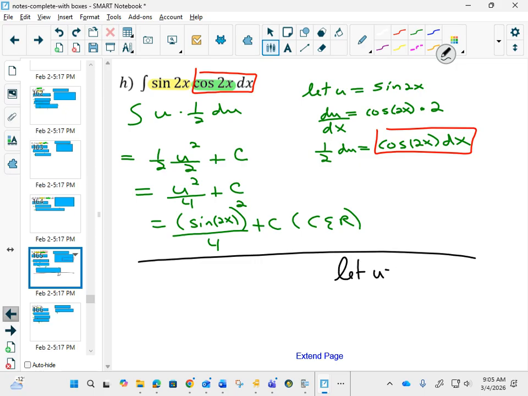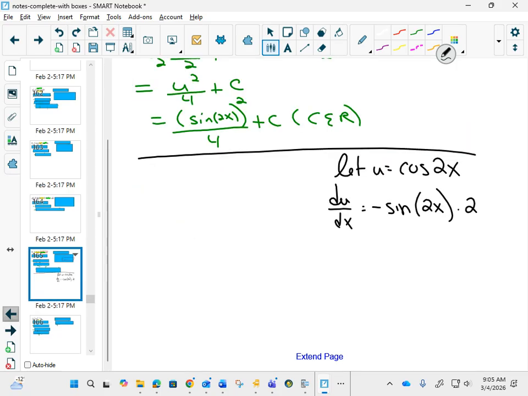Method 2, just because it's fun. Instead of letting u equal sine 2x, is it not true that the derivative of cos is sine and sine is cos? I mean, there's a negative involved, but I could have made my u cos 2x. Well, what would du dx be? The derivative of cos is negative sine, keep the inside the same, chain rule, multiply by the inside. And now I would get negative 1/2 du is equal to sine 2x dx.